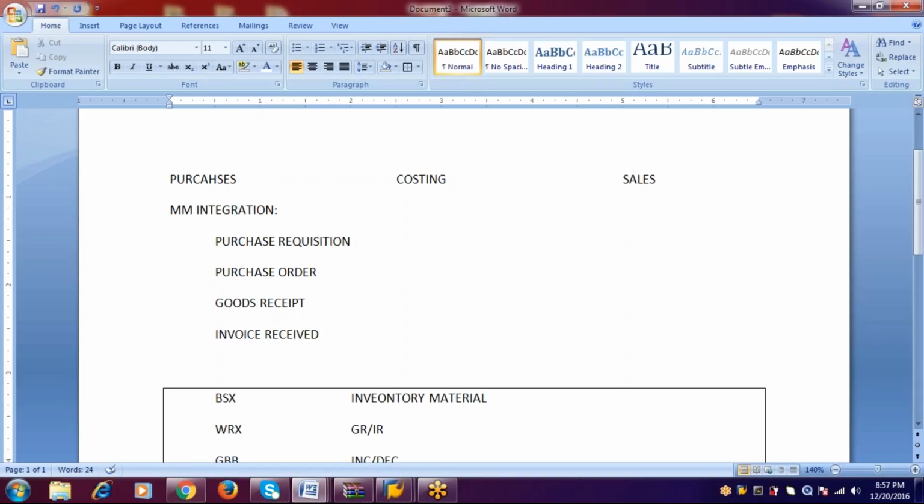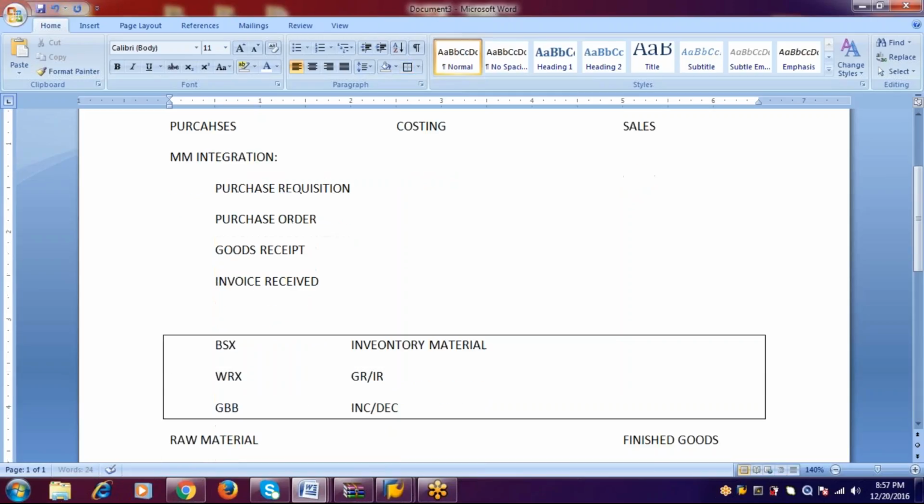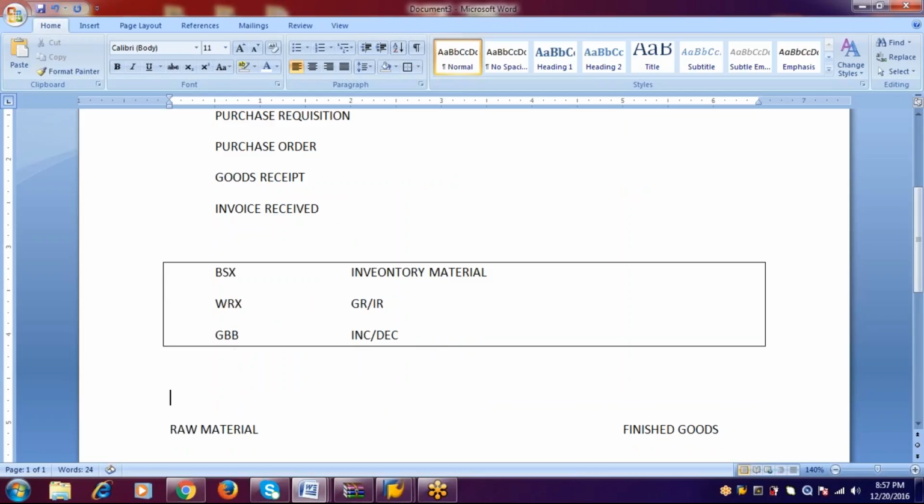When we have done the integration, we receive the stocks from the vendor. After receiving the stocks of raw material from the vendor, this raw material has to be converted into finished goods.